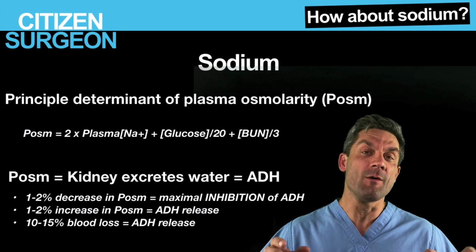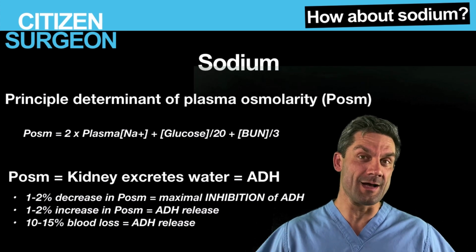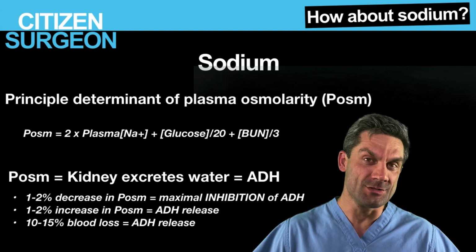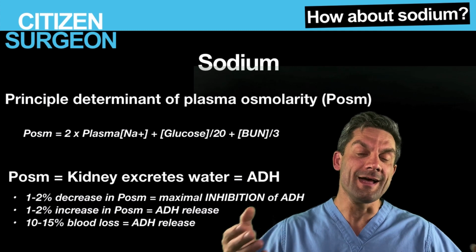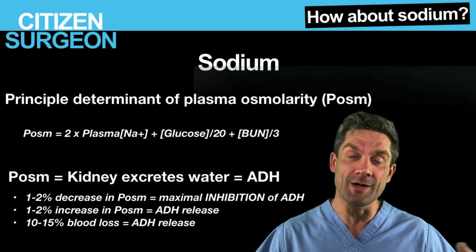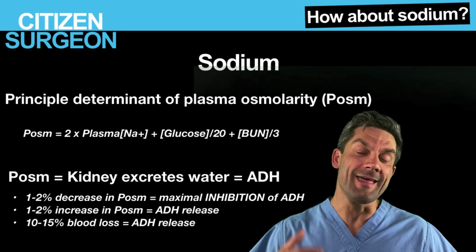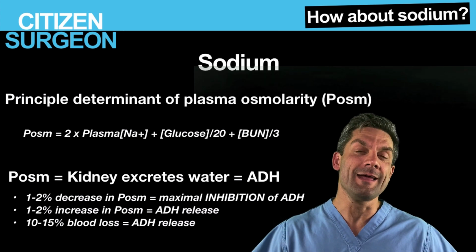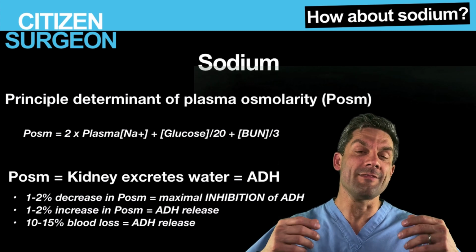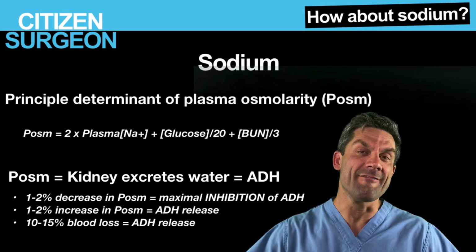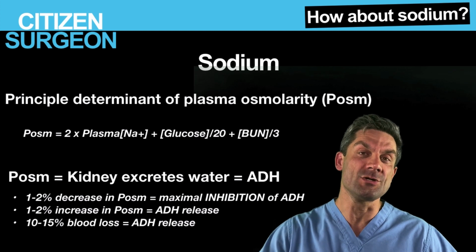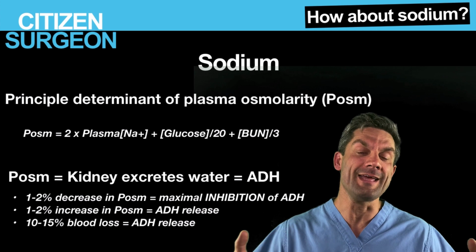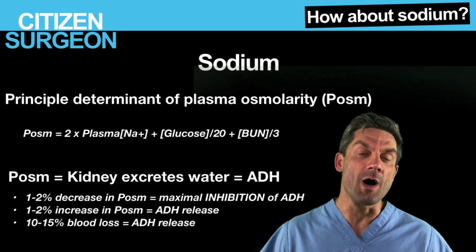Now, if we have a 1 to 2% increase in our plasma osmolarity, that's going to be a strong stimulant of ADH. In addition, if we have a 10 to 15% blood loss, so a stage 1, stage 2 shock, that's going to be another stimulant of ADH release, and that's what we talked about with those 3 things in the metabolic response to injury. You have pain, hypovolemia, and circulating stuff. That hypovolemia is going to be a strong stimulator of ADH to start reabsorbing water and sodium.